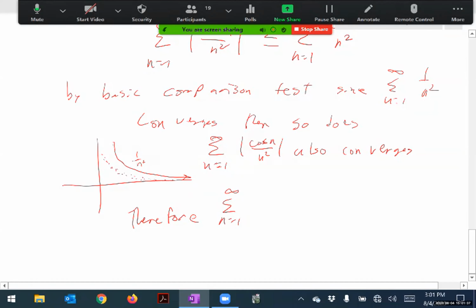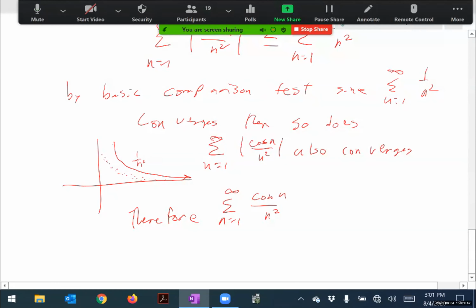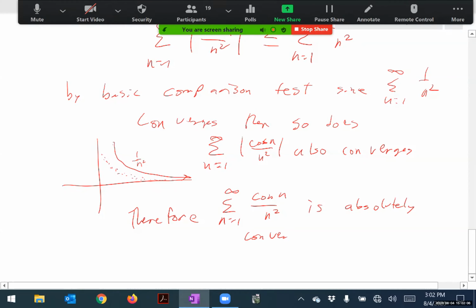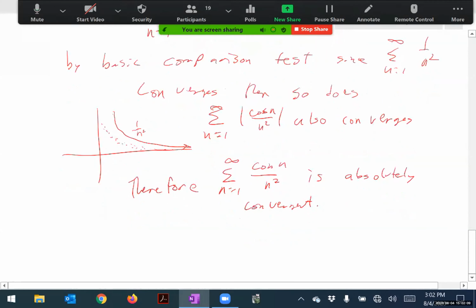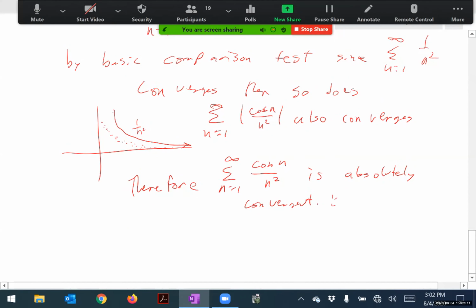Okay, therefore, the sum from n equals 1 to infinity of cosine of n over n squared is also, what? Well, it's absolutely convergent. Not only is this thing convergent, but it's absolutely convergent. There you go. That's cool. So this thing converges, is absolutely convergent. Okay, so, haha, happy face.